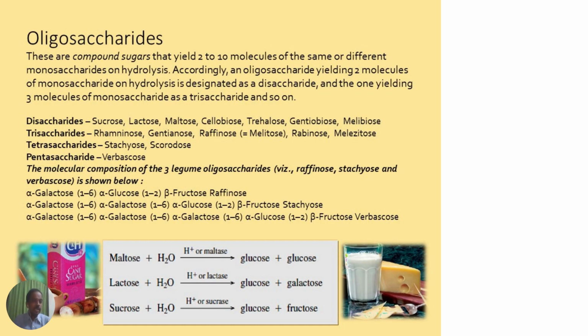Coming on to the next section of the classification, which is called the oligosaccharides. It contains the disaccharides, trisaccharides, tetrasaccharides, pentasaccharides, etc. The disaccharides include sucrose, lactose, maltose, etc. The trisaccharides include rhamnose, gentianose, raffinose, etc. The tetrasaccharides include stachyose and scorodose, and the pentasaccharides include verbascose.